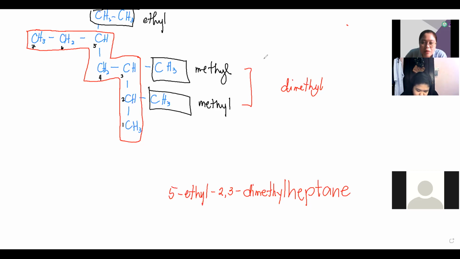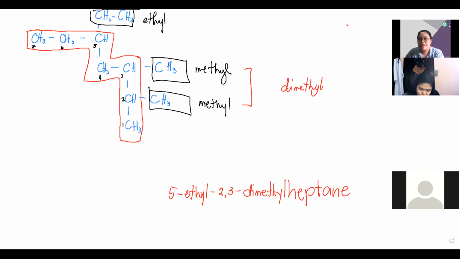I think almost all of you got the correct answer. May iba lang na medyo baliktad. Baliktad yung pag-assign ng number. So, dito kayo nag-carbon number 1. So, do not forget ha, those na baliktad yung pag-assign ng number. You have to choose kung saan yung may pinakamaliit na number for the first substituent. Okay? Hindi doon sa kabila. Kasi pag sa kabila ka at carbon number 3 ka pa, magkakaroon ng substituent.